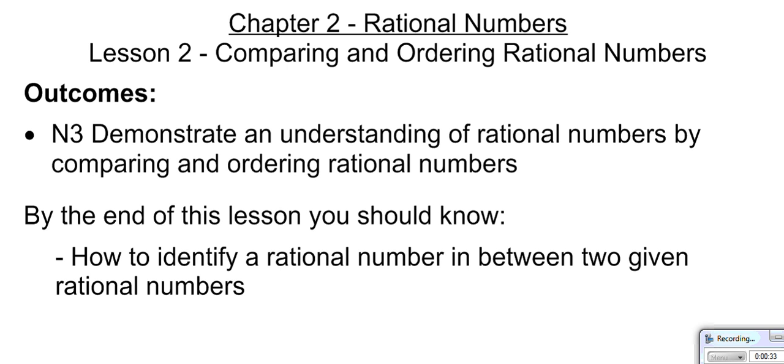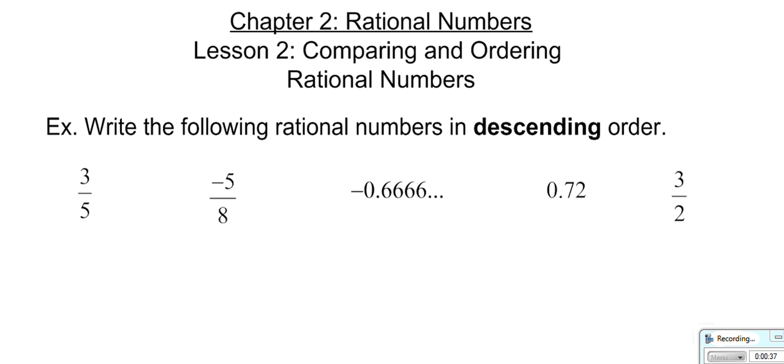Before we move on to anything new though, I have some reminders for you, some review from lesson 1. So this first example asks you to write the following rational numbers in descending order. So I'd like you to take a minute and figure out, maybe put them all into decimal form and then put them in descending order and put them on the number line, and then we're going to check your work. So I'm going to pause this so you can do that.